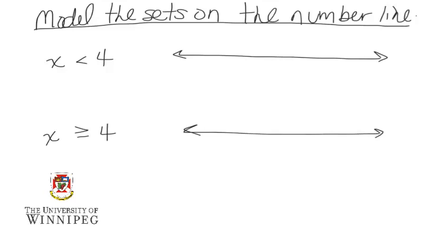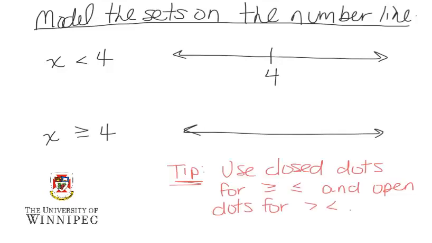In this example, we're going to model some sets on a given number line. Let's take a look at our first example, which is x is less than 4. What we're going to do is come over to our number line. We're going to indicate number 4 on our number line like so.